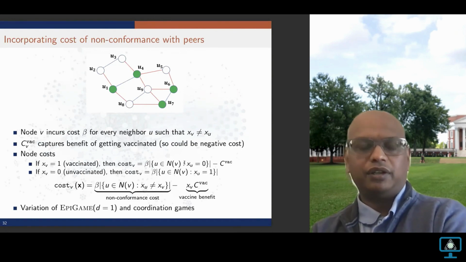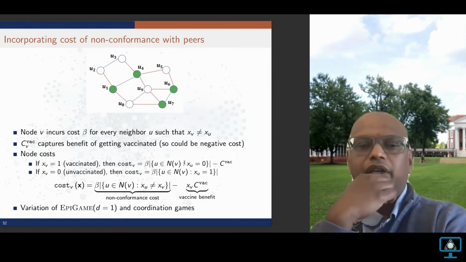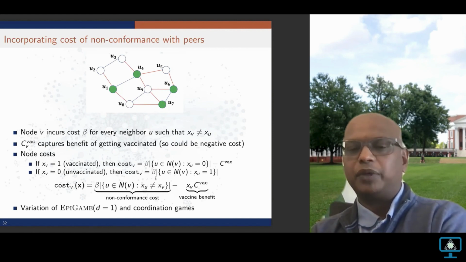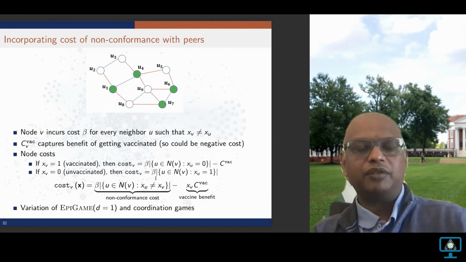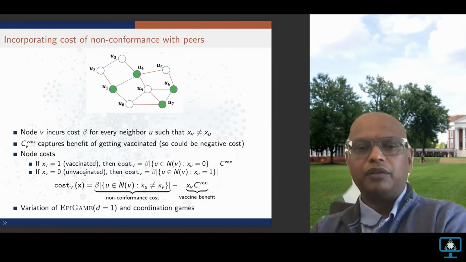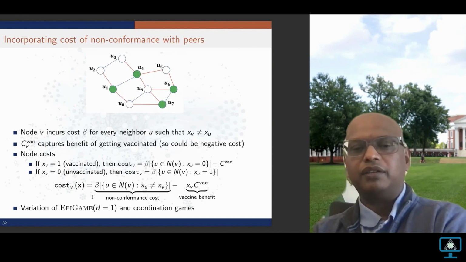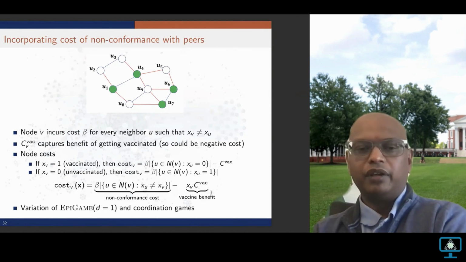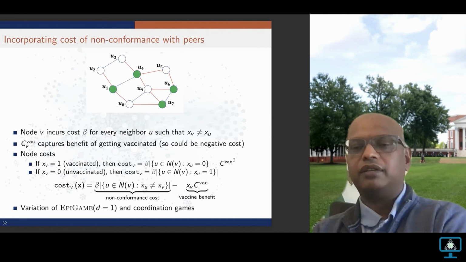So this is like negative costs. There's the cost for a node to get vaccinated. If it does not get vaccinated, then its cost is simply the number of neighbors which have an opposite choice, which choose to get vaccinated. And so now the cost structure for a node would be the cost of non-conforming, and then the vaccination benefit. So you can see this is like the epidemic game with d equals 1, and you can fold it into that. It's also like a coordination game if you don't have this vaccination benefit.